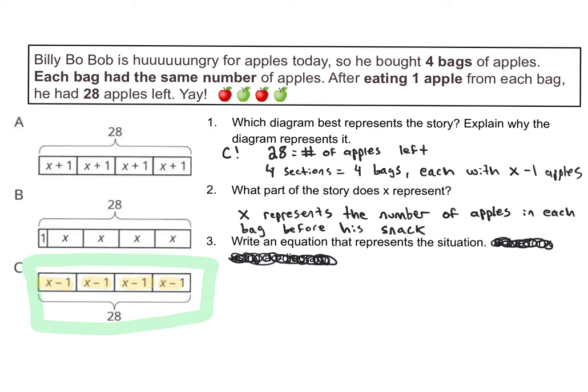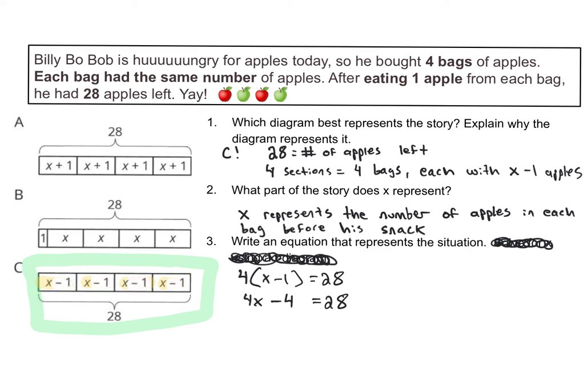And now let's go ahead and write an equation. So again, we can use the distributive property, or we can write it in factored form. So I could say I have 4 groups of x minus 1, which equals 28. Or I can expand that out and say that I have 4x minus 4 is equal to 28.